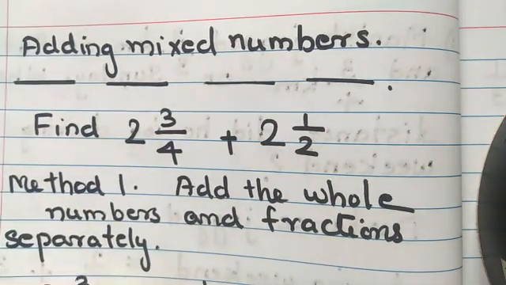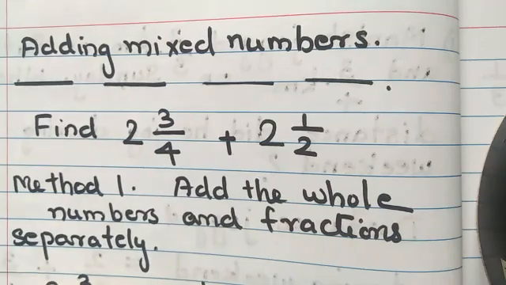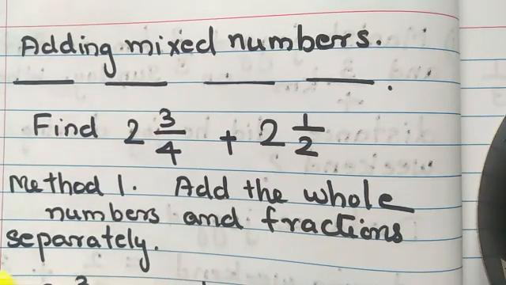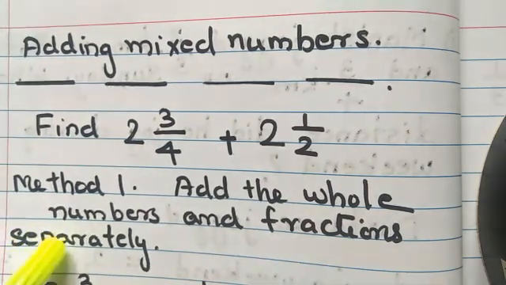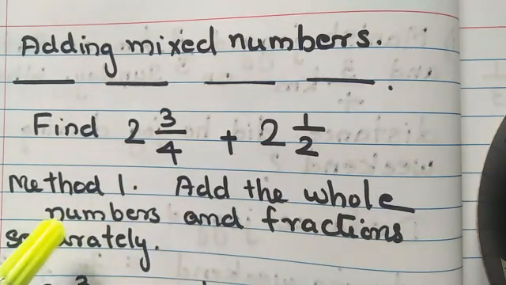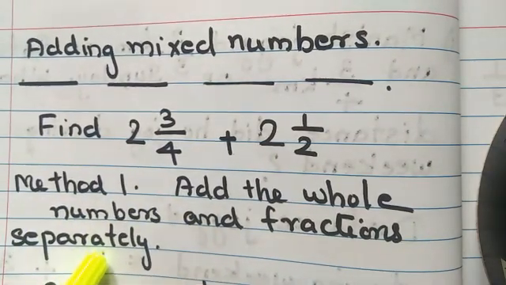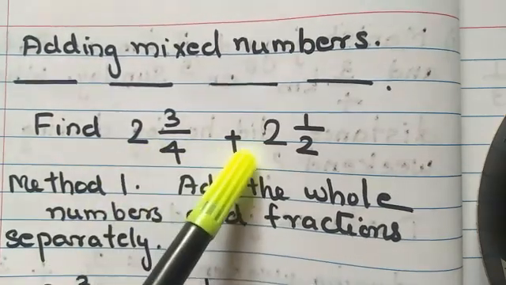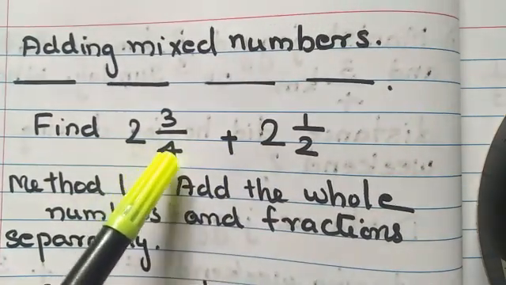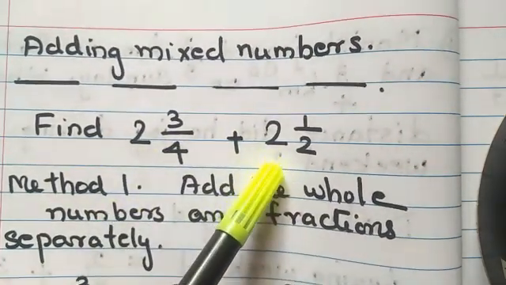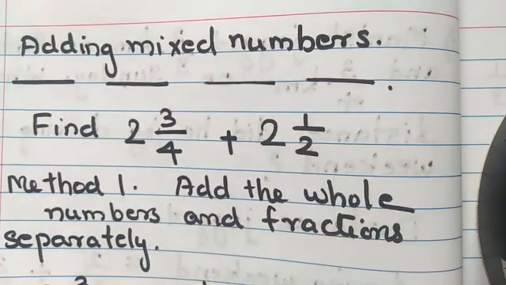We can check how we can add this type of mixed fractions. Okay. First method, I told, add the whole numbers and fractions separately. Whole numbers 2 and 2 here that you add. Then you can add 3 by 4 plus 1 by 2.